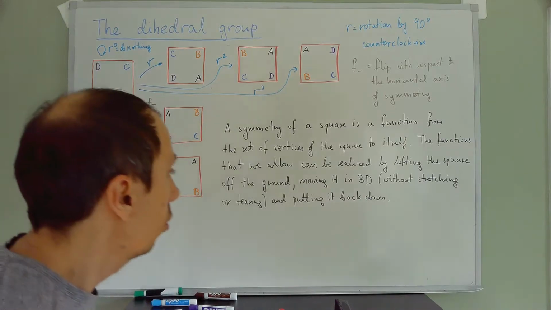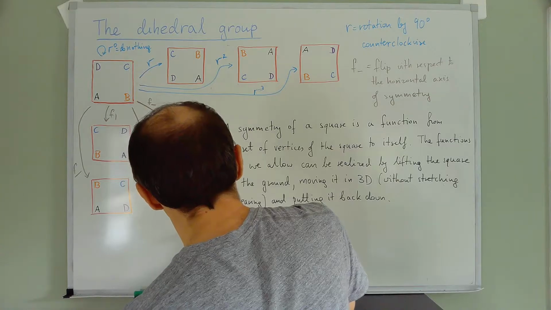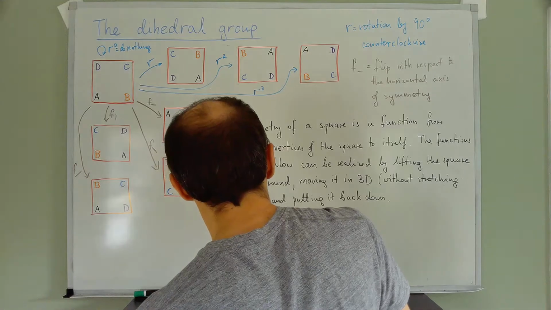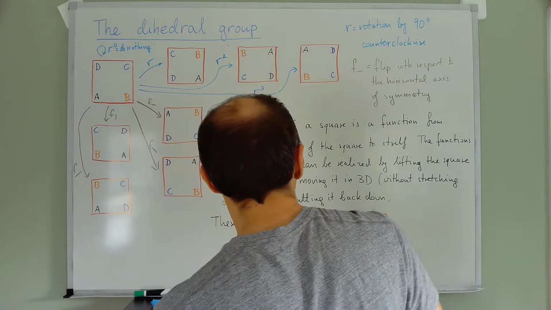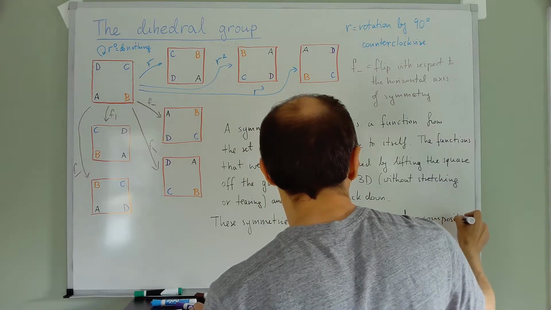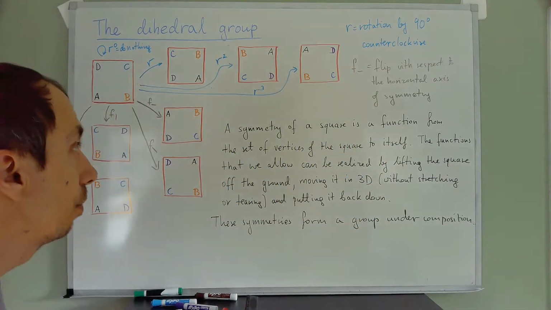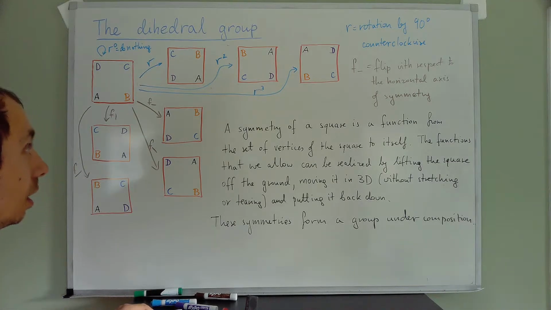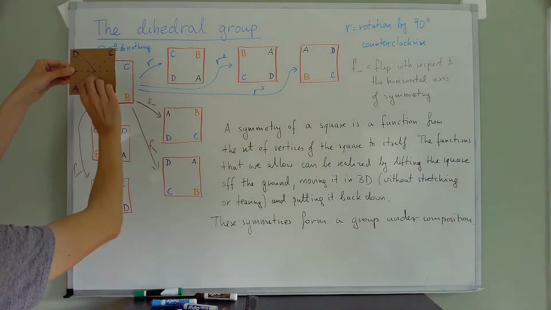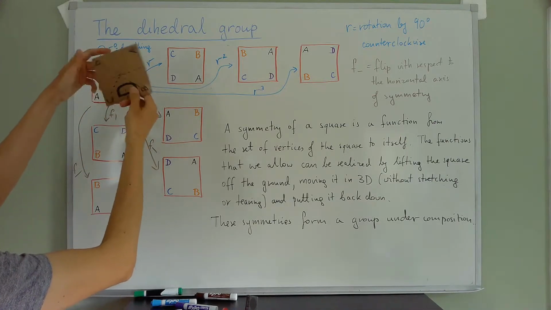So these symmetries form a group under composition. So as functions, they can be composed. And in fact, if I compose two symmetries, I get a symmetry of a square. Because, I mean, that's really obvious, right? If I start with a square and I do something to it, I lift it off the ground, I do something, and I return it down. Then I lift it again, and I again do something.